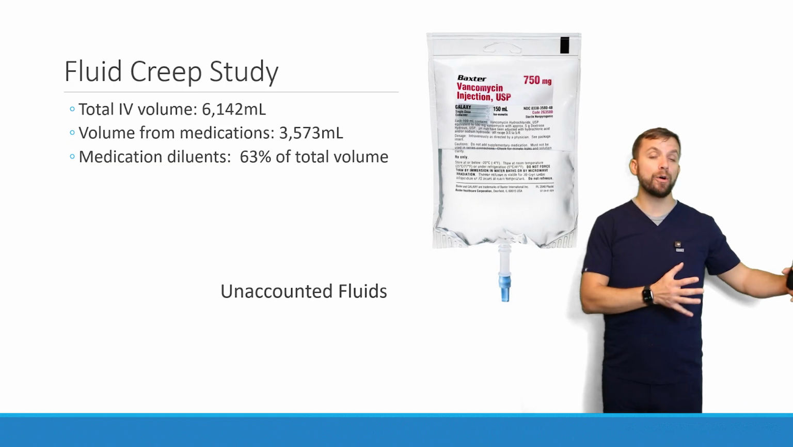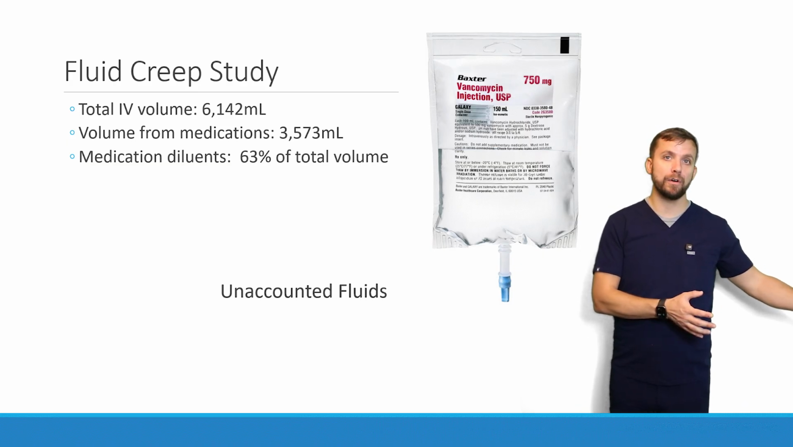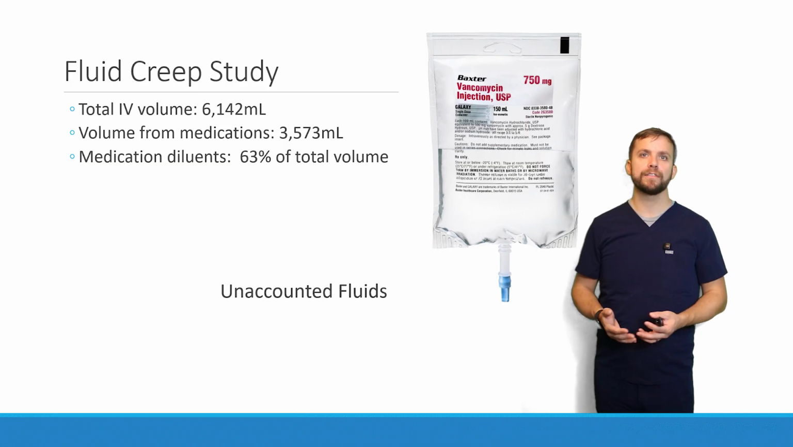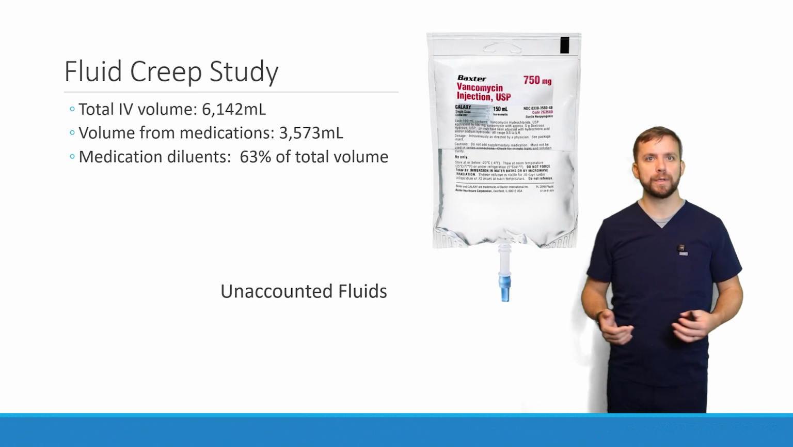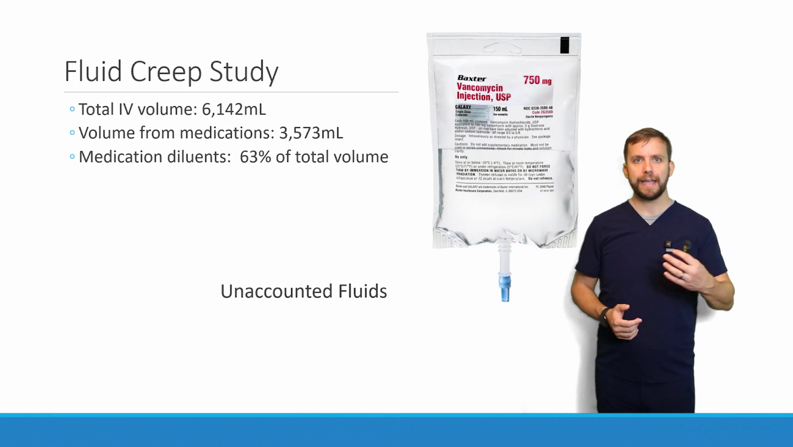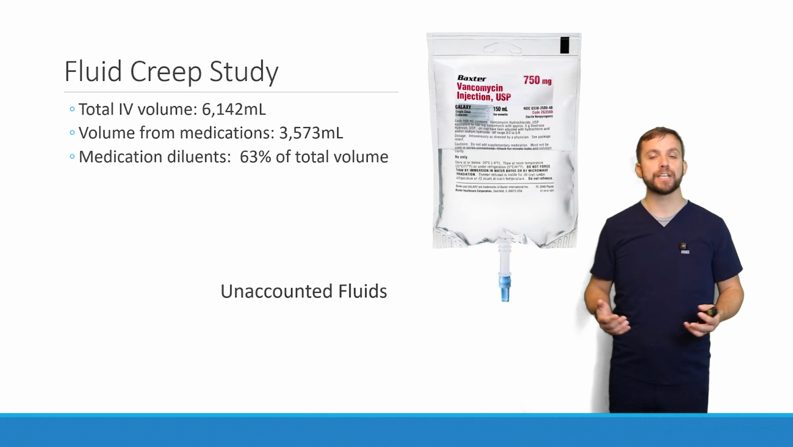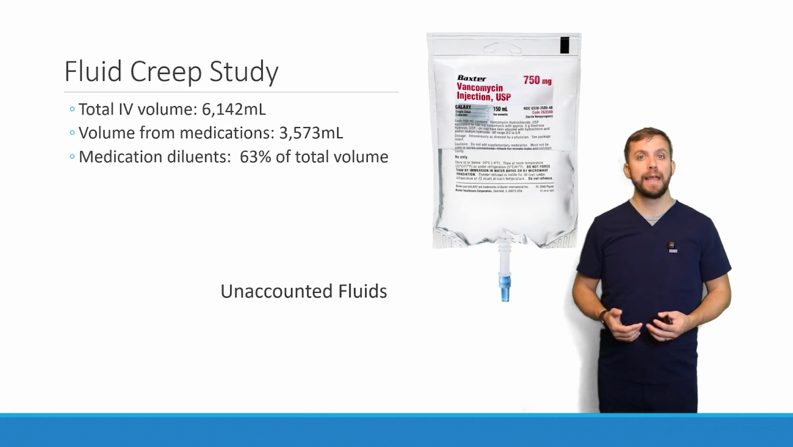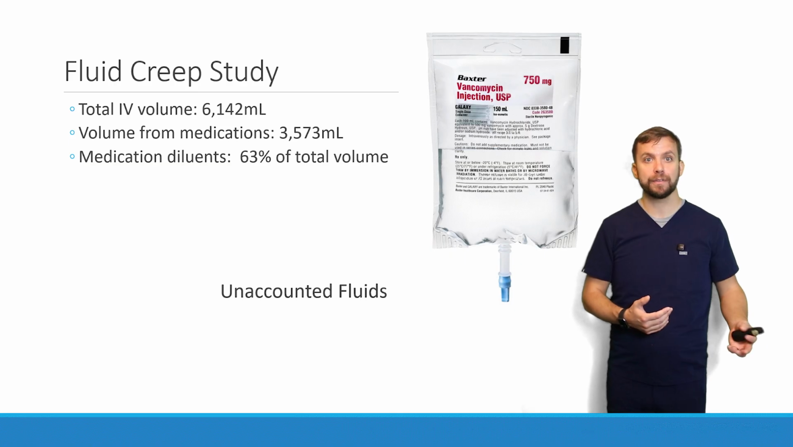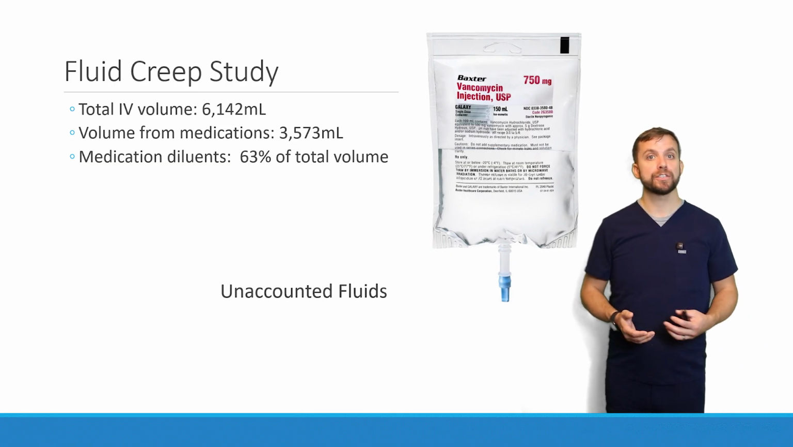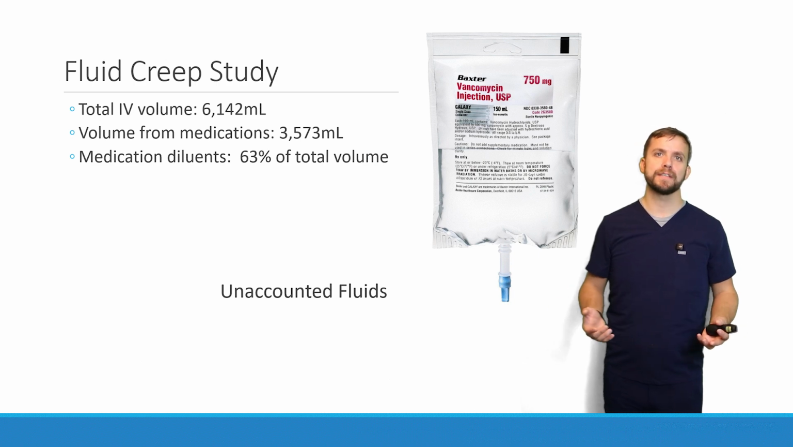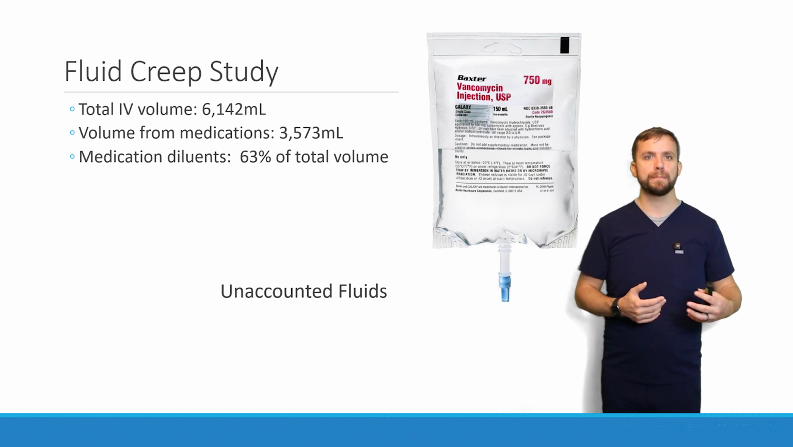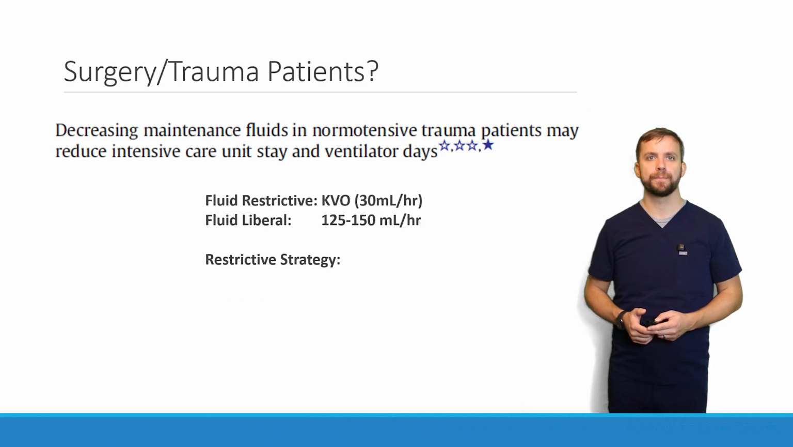So you may say, I only gave them 2 liters. There's no way they're volume overloaded. And when you look at their ins and outs, they actually got 6 liters of fluid. In this study, they actually showed that the patients averaged getting about 6 liters of fluid, and that 3.5 liters were just related to medication. So 63% of the volume that they got was not due to any fluids that were given by somebody. They were all just medication diluents that were given.